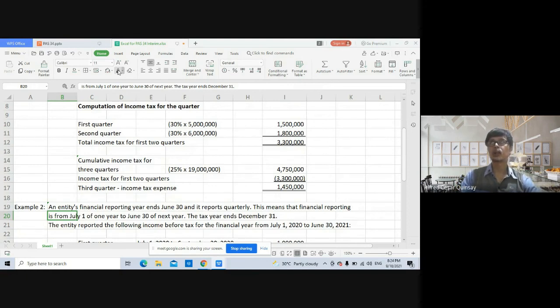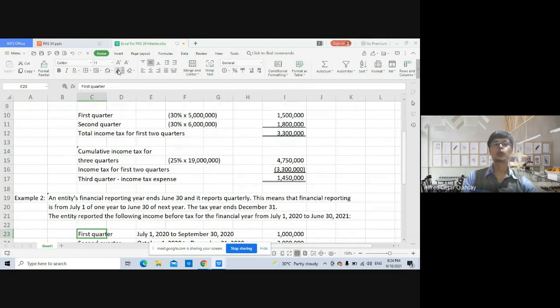A fiscal year is any year starting in a month other than January, in this case July. The tax year ends December 31, that is the tax year. Now, the entity reported the following income before tax for the financial year from July 1, 2020 to June 30, 2021. That is one year.